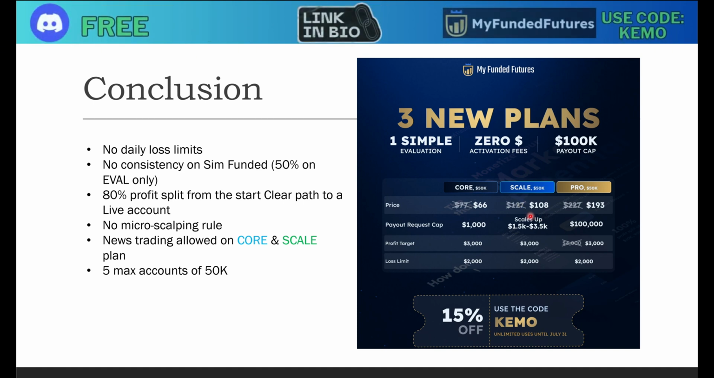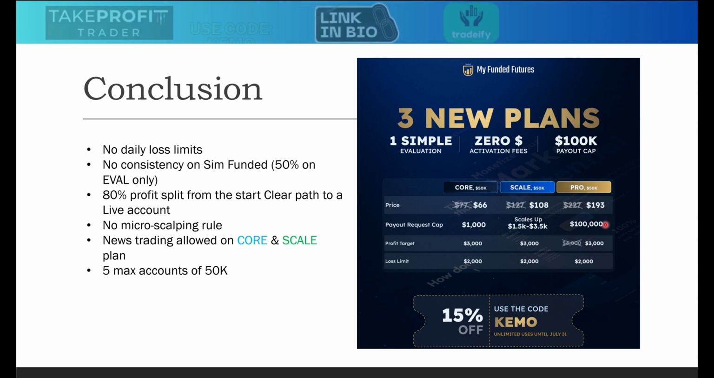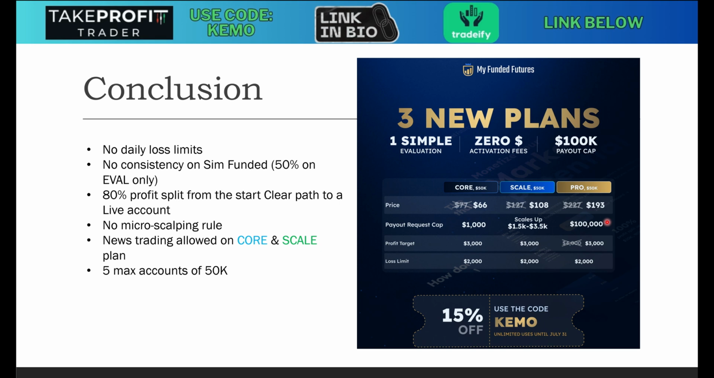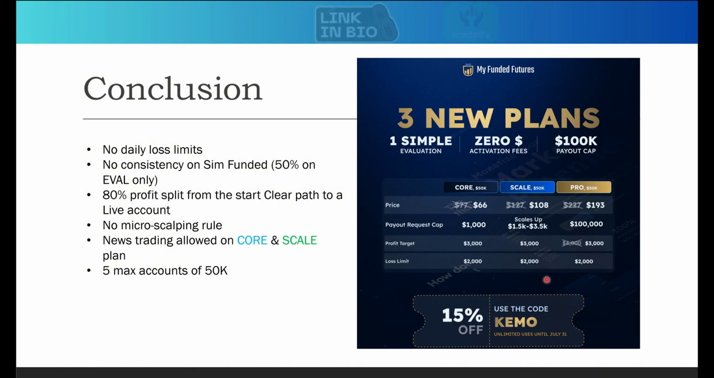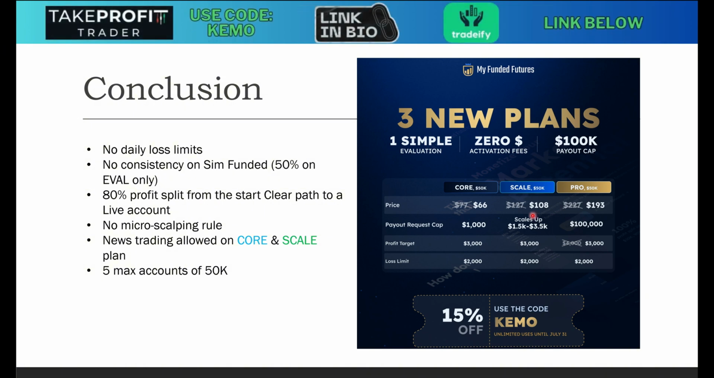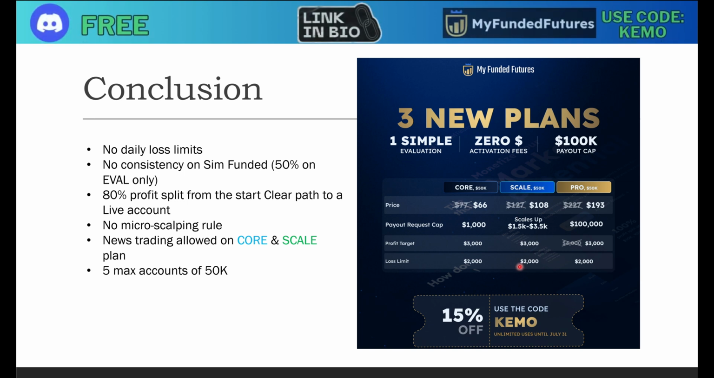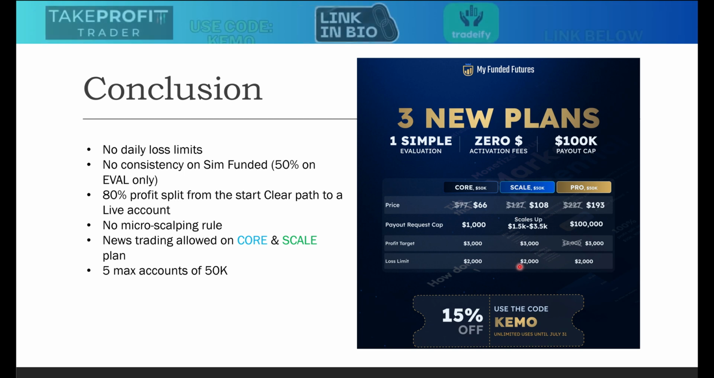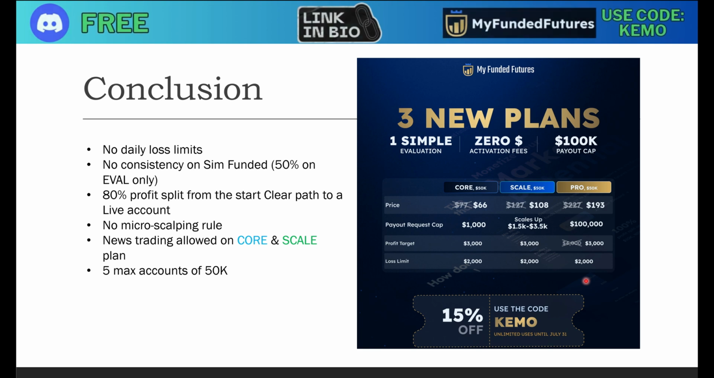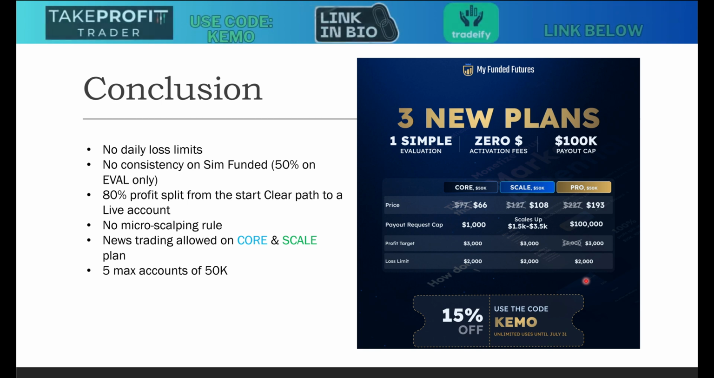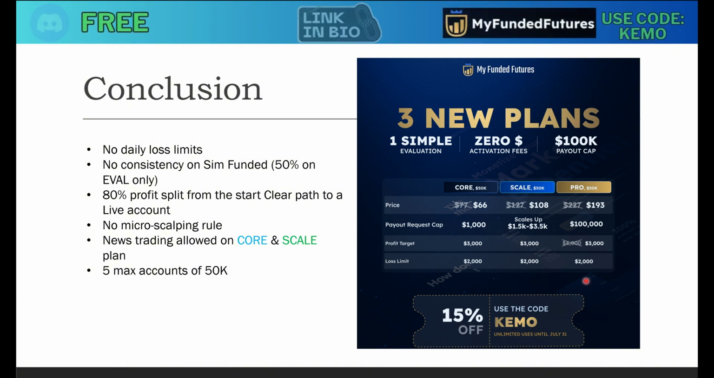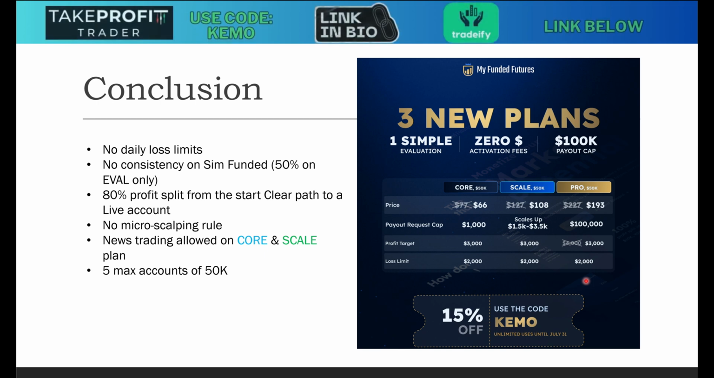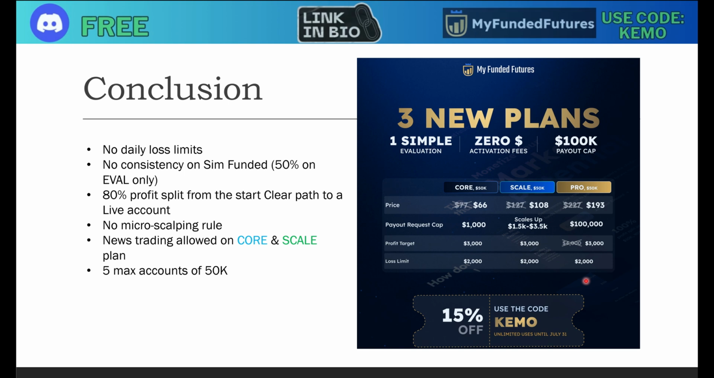Right here you have the scale plan at 108 and the pro at 193. So if you're a trader who makes like $1,000 to $3,000 a week, then I would prefer you go with the scale plan. If you make any more than $3,000 a week, please, please, please pick the pro version or the pro plan. It will save you a bunch of annoying little rules here and there. It will save you a bunch of headache and let you trade and focus on what you love and what you're good at without any annoying rules.